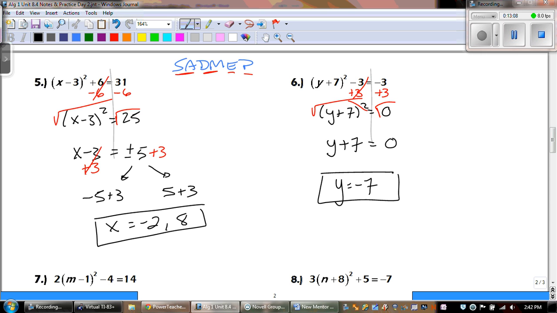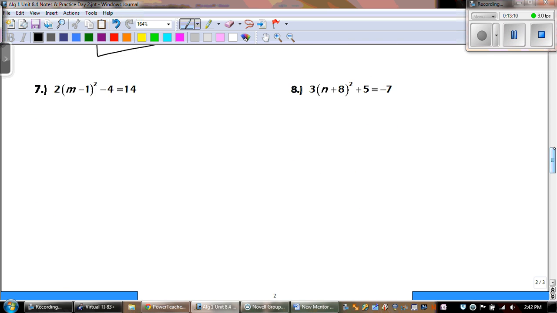All right, number 7. As always, remember that we are doing reverse order of operations, SADMEP. Okay, now this one has a lot more to do. I see subtraction. Got to get rid of that first. The 2, that's multiplication, then the exponent, then the parentheses. So we've got 4 steps. So the first thing we have to do is get rid of the subtraction. We do that by adding to both sides.